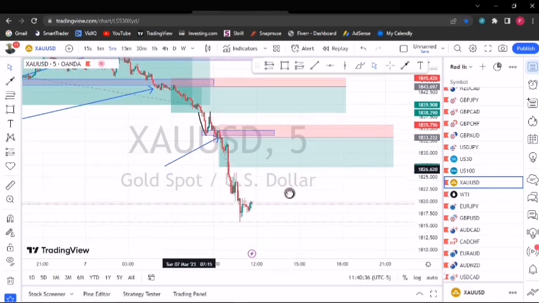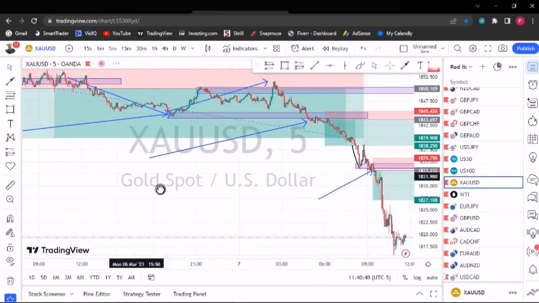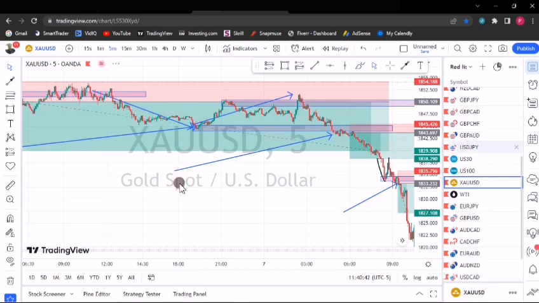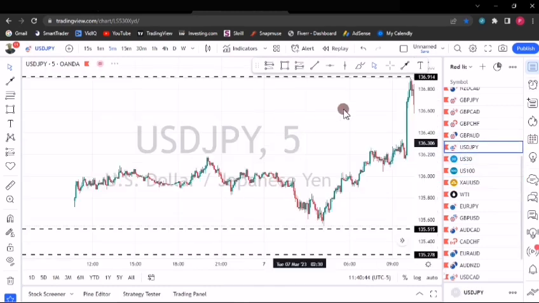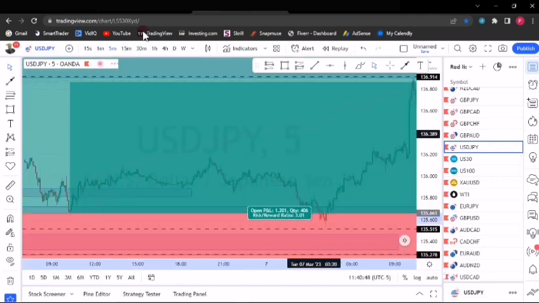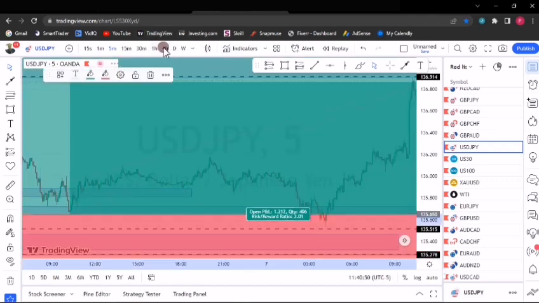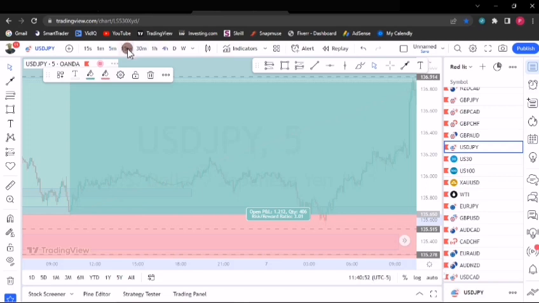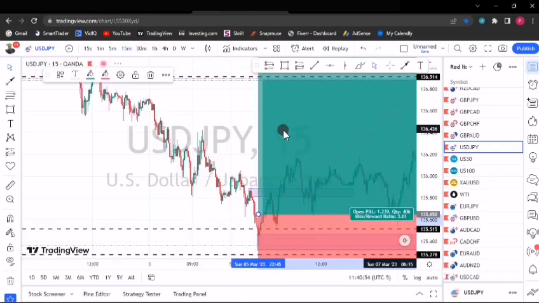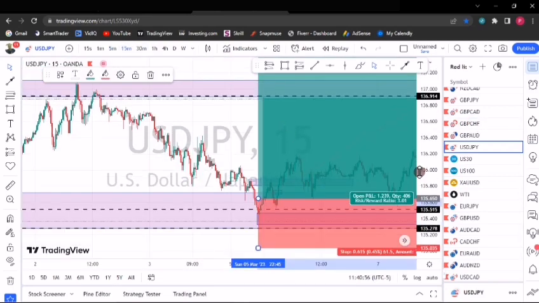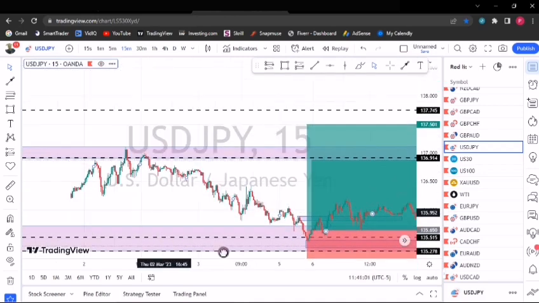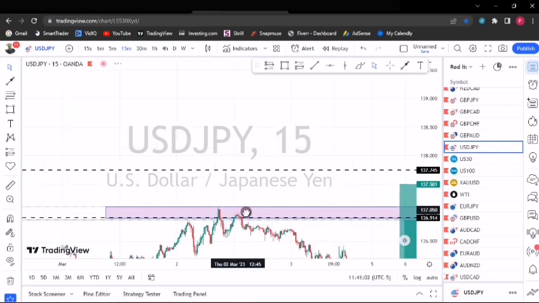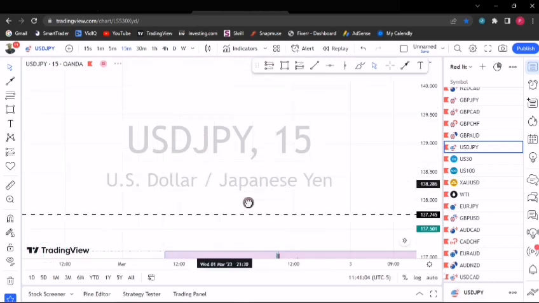So let me show you how to identify key levels. Already you can have a clue. Let's look at another chart, USD JPY. I also had a trade right here using the same principle, but I just want a clean chart.